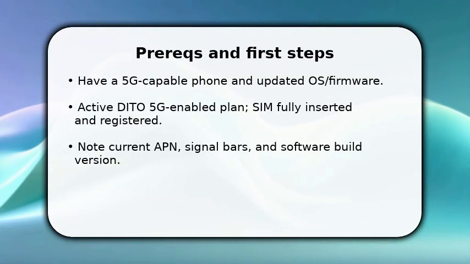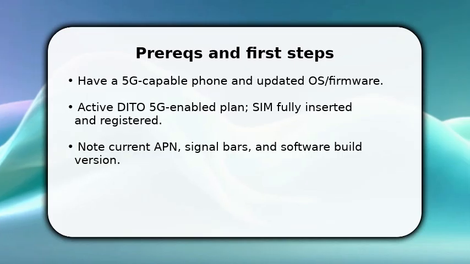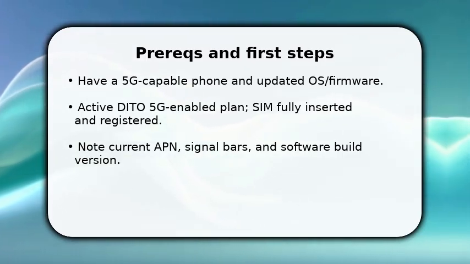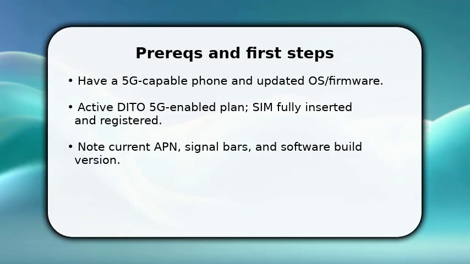You start by confirming compatibility. Check your phone model supports 5G bands DITO uses and install any vendor updates, because firmware often unlocks new bands. Once done, verify your DITO account has a 5G plan so the network will authenticate you.